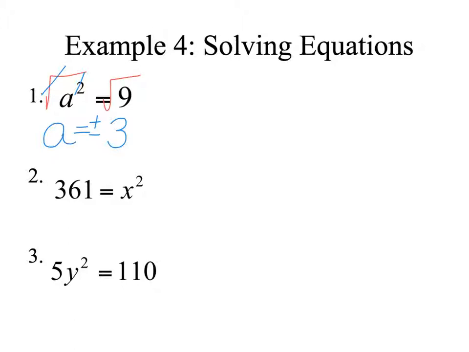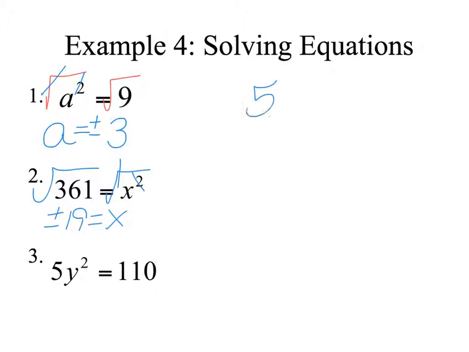Could have been either one because 3 times 3 gives me 9, but also negative 3 times negative 3 also gives me 9. So I have to account for both of them. Only when you have equations do you have to write that positive negative in there. Second one, square root of x squared equals square root of 361. The 2 and the square root symbol cancel each other out. And I get positive or negative 19 equaling x.